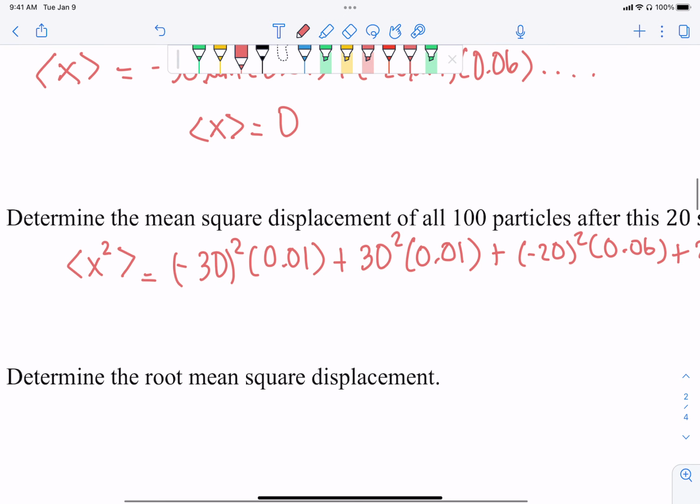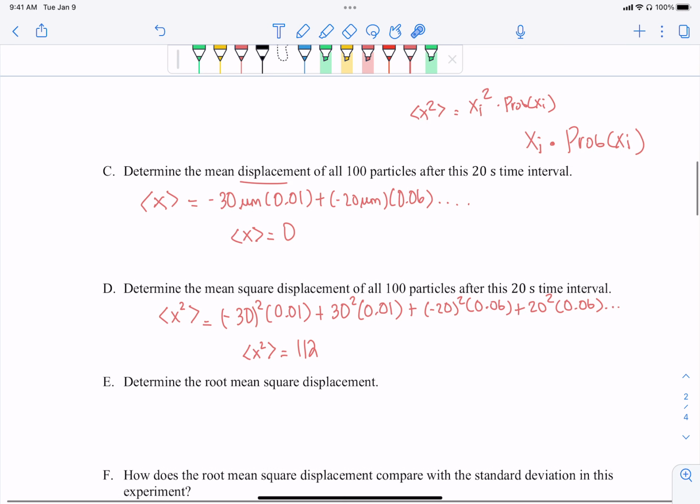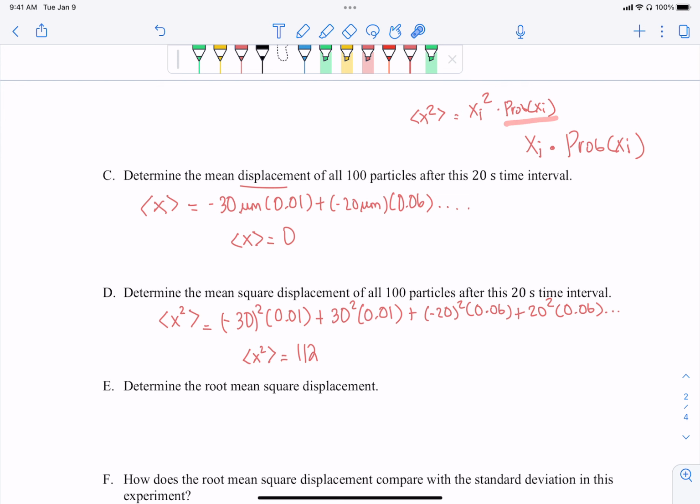So if you do that, I don't know if you guys have gotten a chance to solve it yet, but does anyone have an answer for that? So 112. Okay, so it looks like Leslie also got that. Anybody else get 112? And that'll just be, like I said, you take every displacement that you get, square it, multiply it by its respective probability.